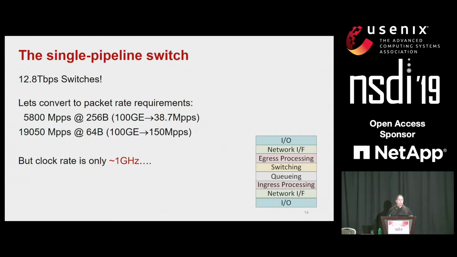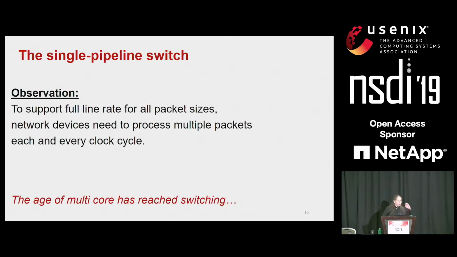But the clock frequency within these silicon devices is in the range of 1 gigahertz. That means that each and every clock cycle, I need to process 6 packets or 20 packets, okay? To support full line rate for all packet sizes, this means that network devices need to process multiple packets each and every clock cycle. We've reached the age of multi-core in networking.